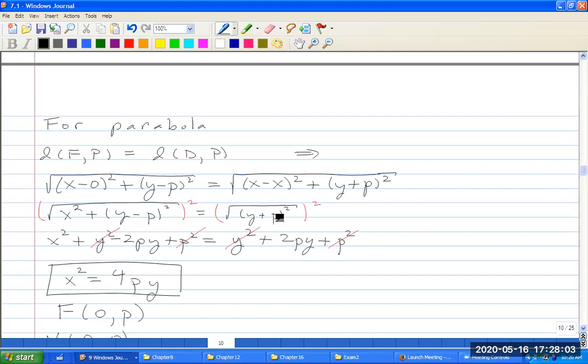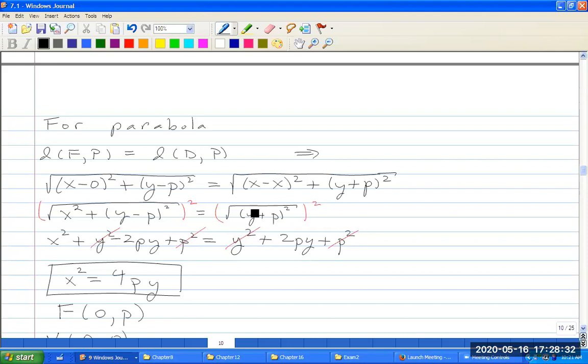Square both sides of your equation. Of course, x minus 0 is just x, and x minus x is 0. So 0 squared plus anything is just that anything. So I square both sides of my equation, and the square gets rid of the square root. Let's simplify this by the special product formula. (y minus p) squared is just y squared minus 2yp plus p squared.